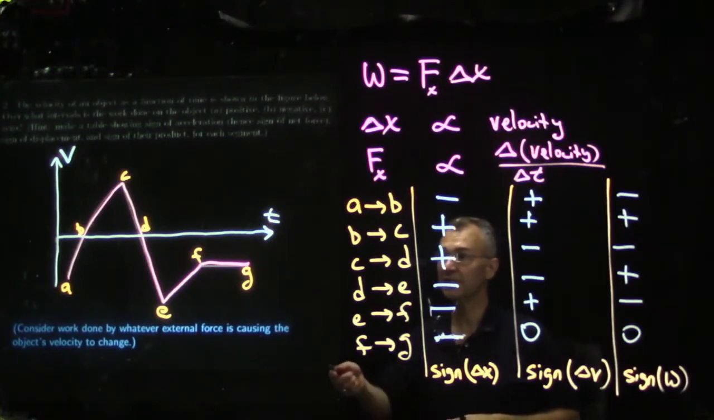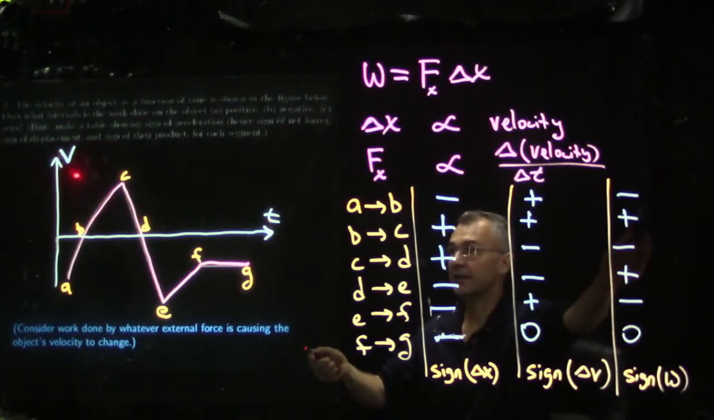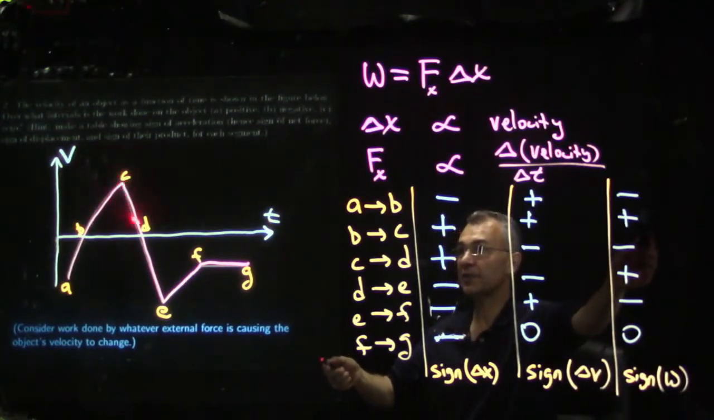But basically, in this interval, you see the displacement must have been negative, and the acceleration, therefore the force, must have been positive. So this must be negative work. Here, the displacement is positive, and the acceleration is positive. So the force must be positive. That's positive work. Here, the displacement is positive, but the acceleration is negative. So the force is negative. So that's negative work.